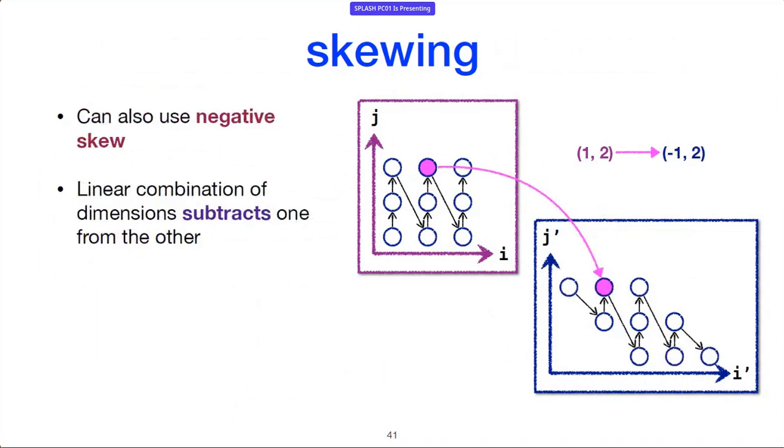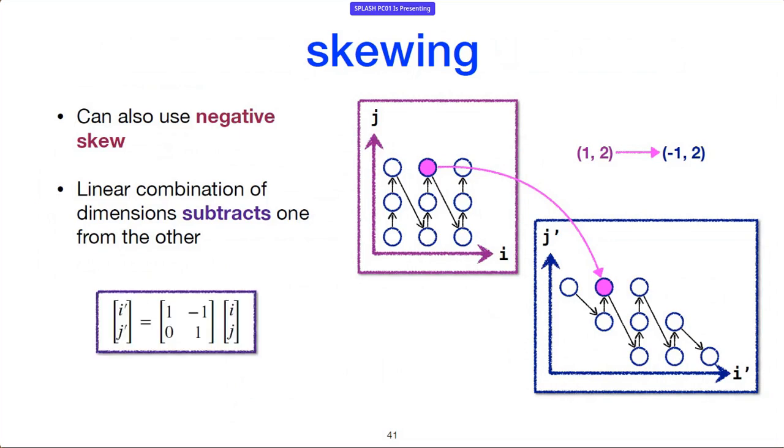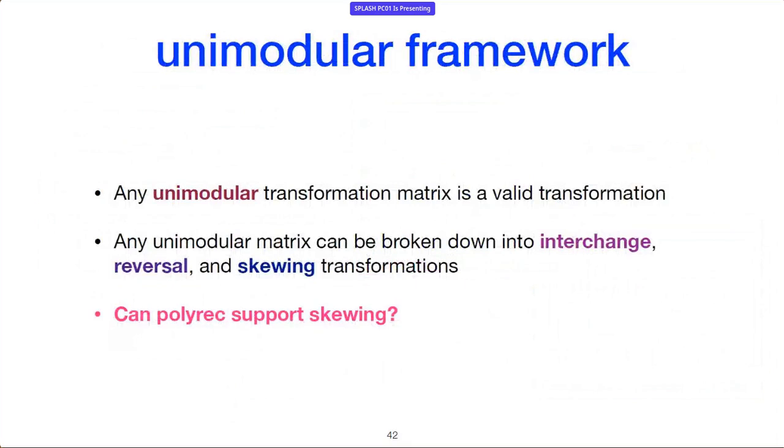I can also skew in the other direction. I can tilt the matrices in the other direction. This we call negative skewing, and the reason we call it negative skewing is if you're subtracting one dimension from the other. Right, so in this case, I'm doing i minus j with my transformation, but this is still a single linear transformation. And here's what's really nice. Once you add skewing to your list of linear transformations, you actually have a complete transformation framework.